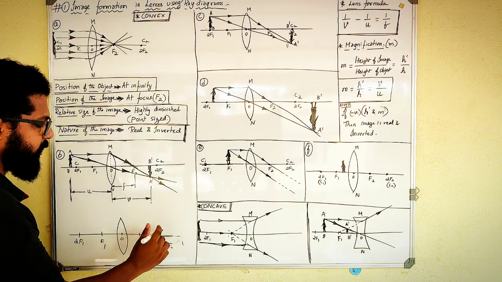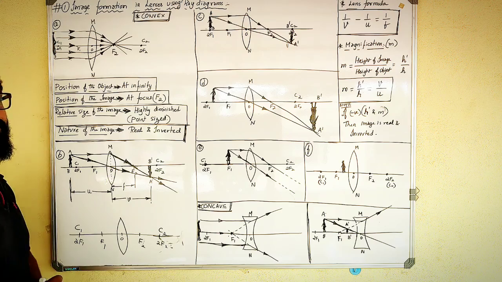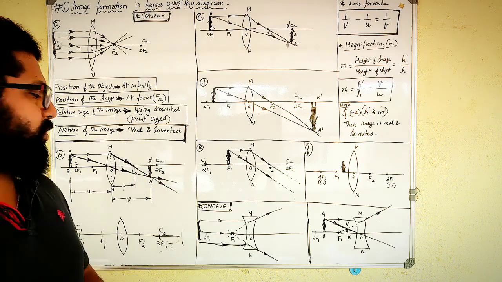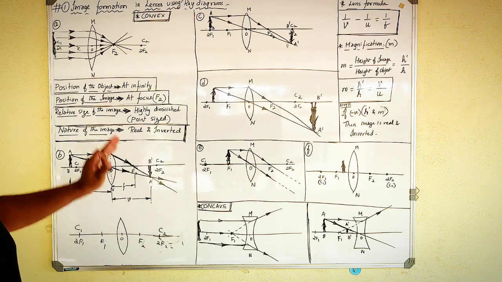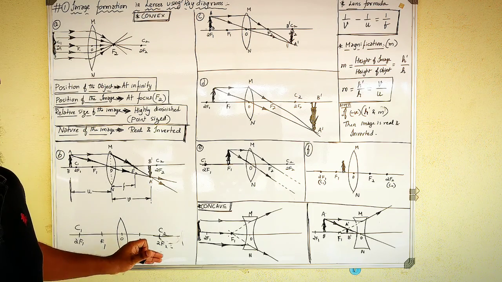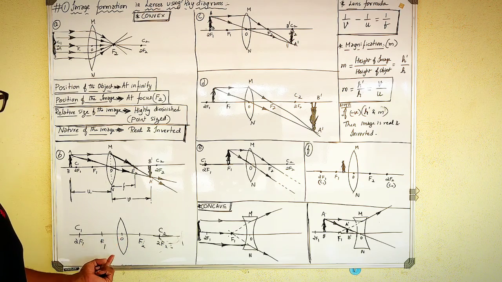And this 2F1 and 2F2 are nothing but centers of curvature. This is the center of curvature of this side. Okay, so this is the basic idea for drawing that particular diagram, to start with the diagrams. Remember, these distances should be equal, and this center point O should be clearly visible.